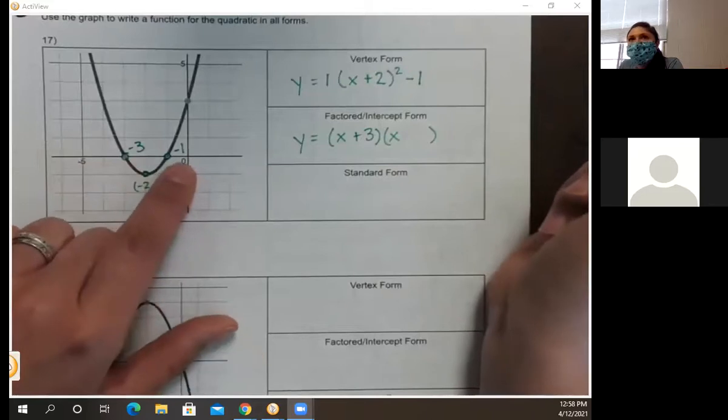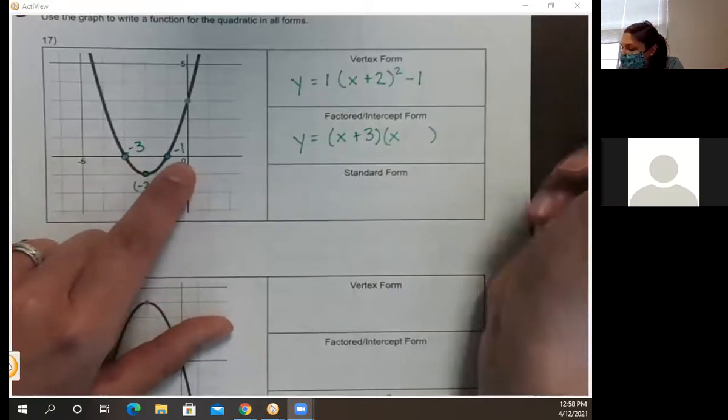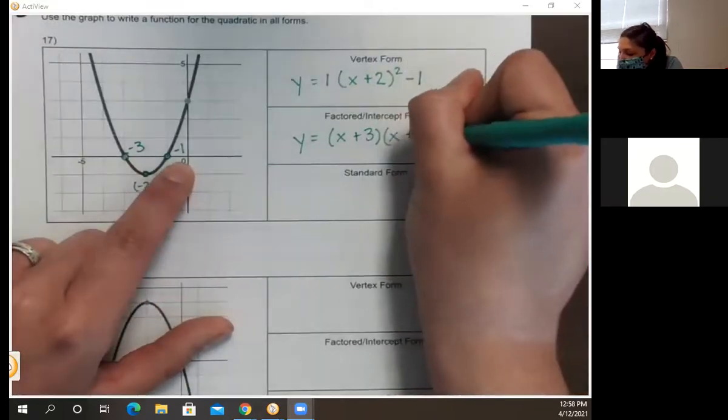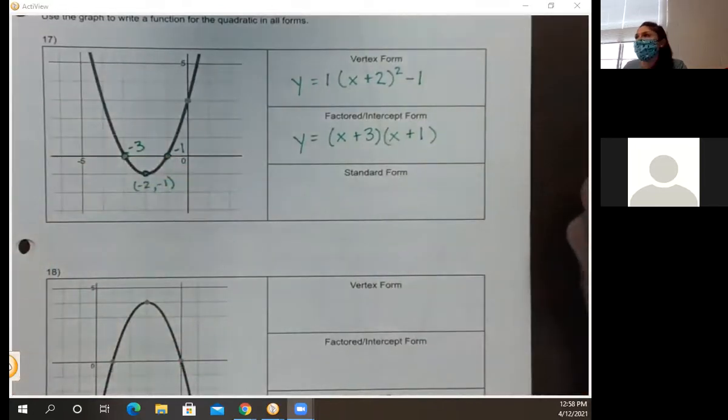If I have an x-intercept at -1, that means I had to have x plus 1 as one of my factors. And there's my factored form, or my intercept form.